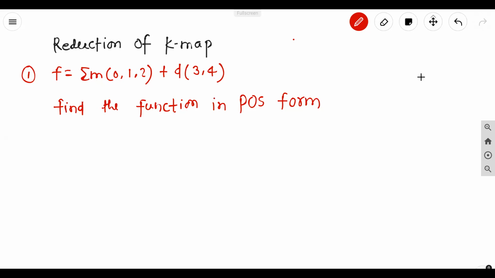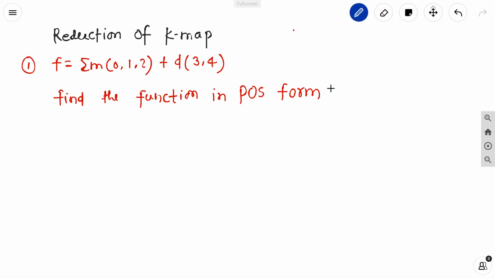Till the last video, we have reduced the function in the form of POS and SOP without don't cares. But in this video, the task is the same: we have to find this function, where min terms and don't cares are given. Here we have to find the POS form of the function, but it is given in SOP form. Min terms are given, and it says to find the function in POS form.